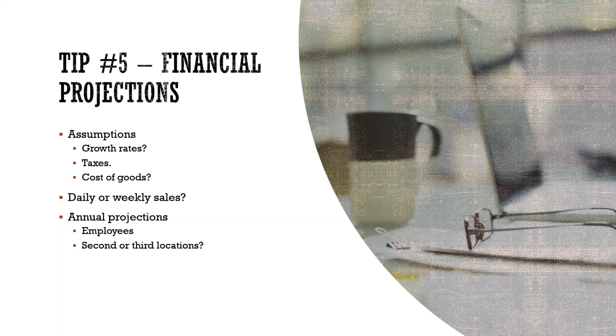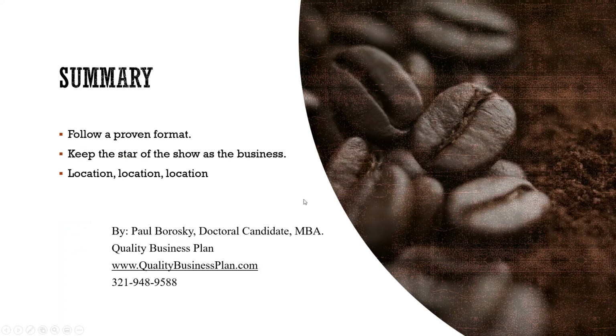So hopefully this information is helpful for these 5 tips when doing your business plan. Just in summary, when you write a coffee shop business plan, follow a proven format. Make sure you go to the SBA website, or pick up a template. I've got some of the templates that I can sell for coffee shops that are going to help you put a structure together where you either fill in the blank, or you have sections where you can just add the information. So you follow that proven structure.